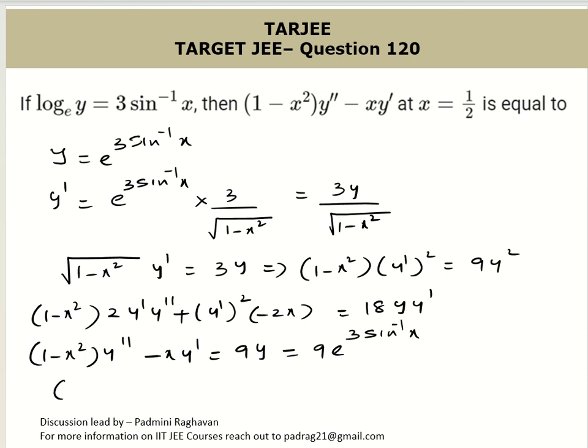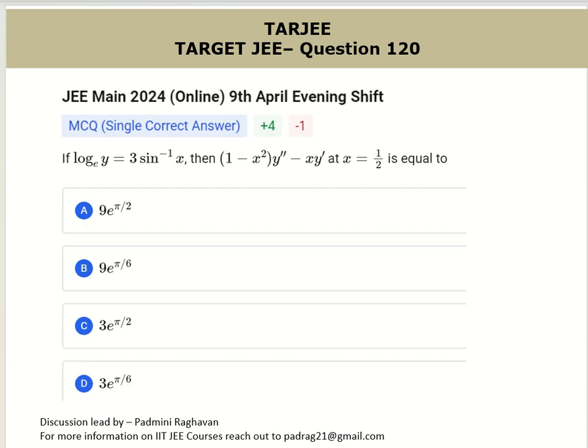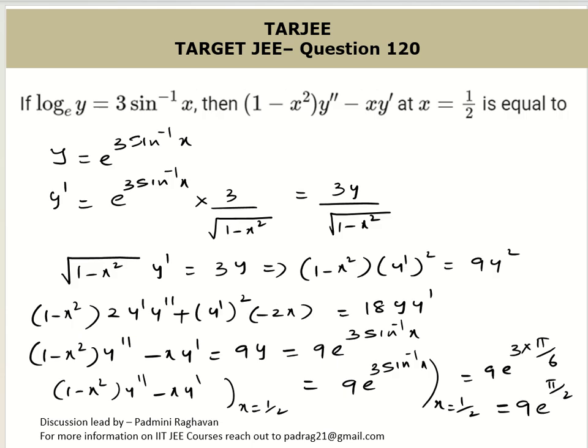Therefore the value of 1 minus x square times y double dash minus xy dashed when x takes a value half is same as 9 into e power 3 sin inverse of x when x takes a value half. You know sin inverse of half is equal to pi by 6. So it will be 9 into e power 3 into pi by 6, which is nothing but 9 into e to the power of pi by 2. Let's see what the options given are. 9 into e power pi by 2 is nothing but option A. The answer to this question is option A.